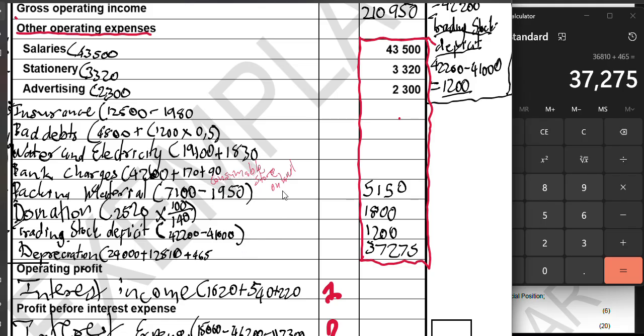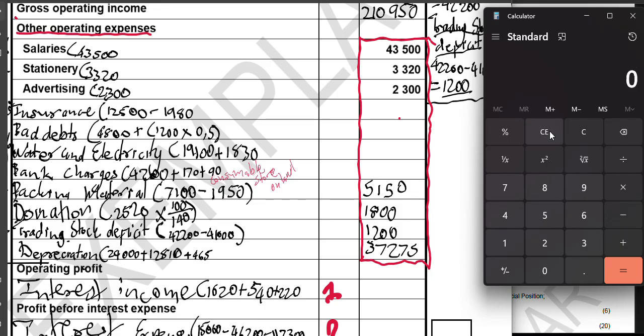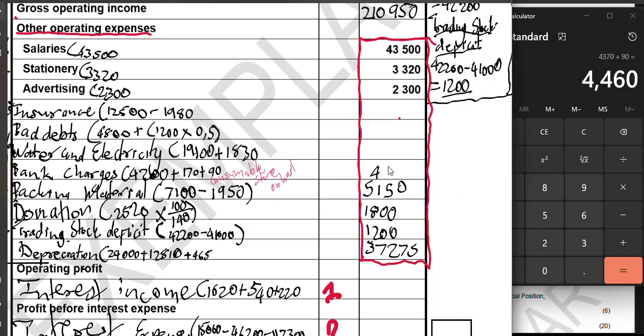Bank charges. This is our bank charges, ladies and gentlemen. We've got 4,200 plus 170 plus 90 rands. This gives you how much? It gives you 4,460. Okay, and then we continue.